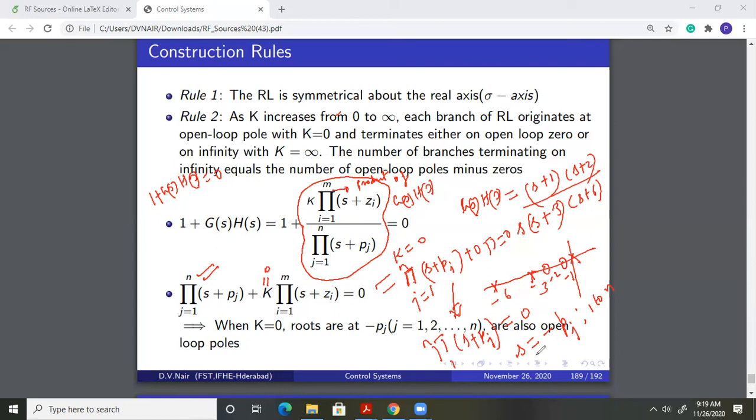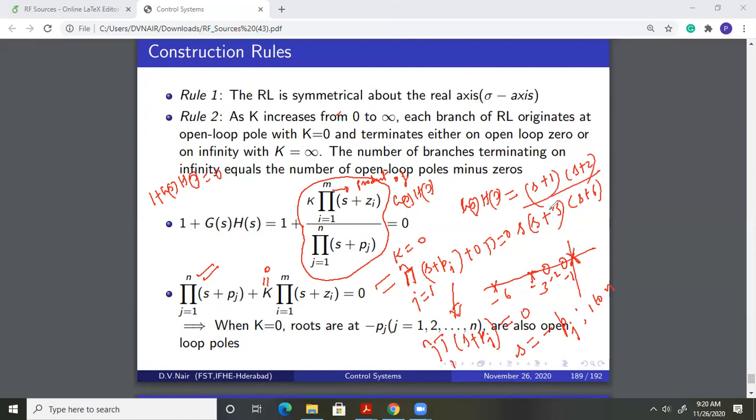We are getting s equal to minus pj. And if there are 4 open loop poles, you will get 4 roots of the characteristic equation for k equal to 0. That means when k is equal to 0, the roots of the characteristic equation of the closed loop system fall on the open loop poles. So this actually is right.